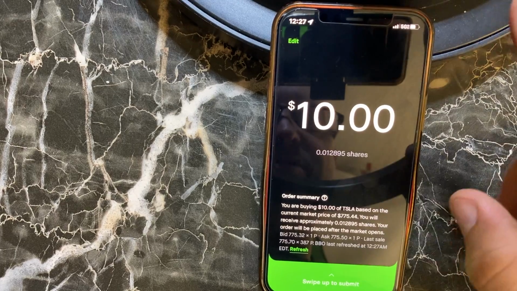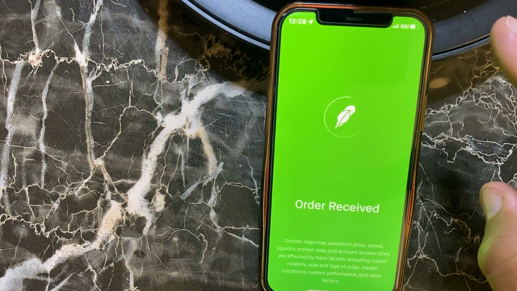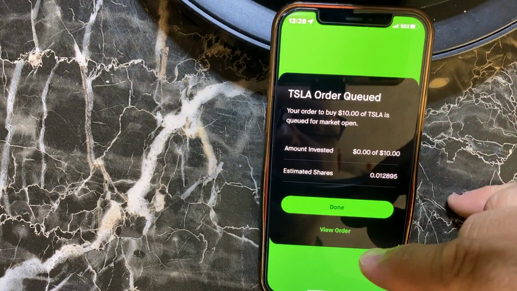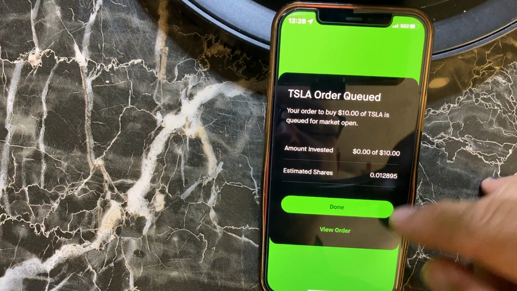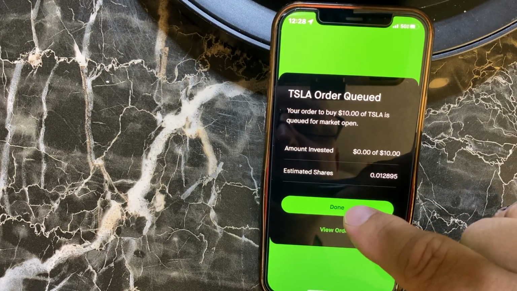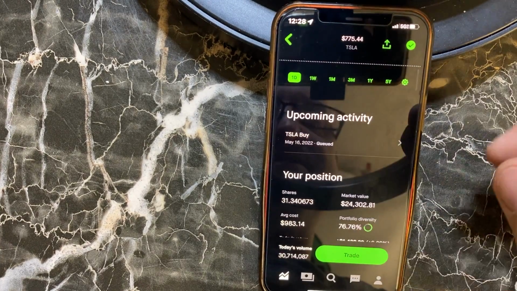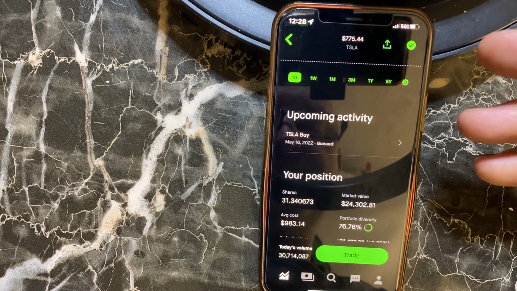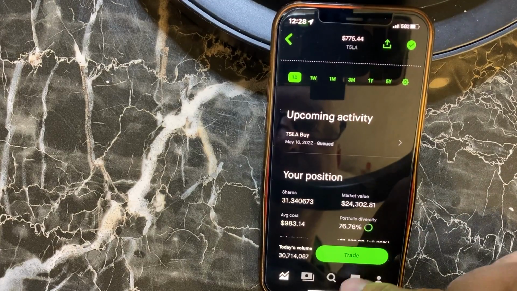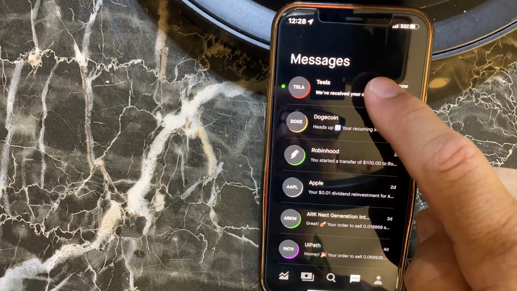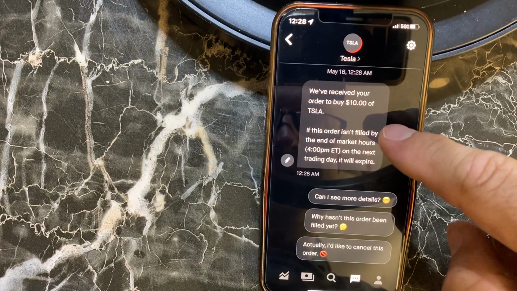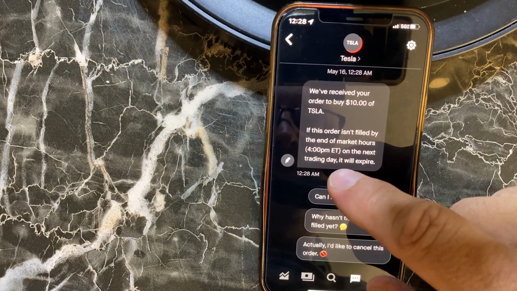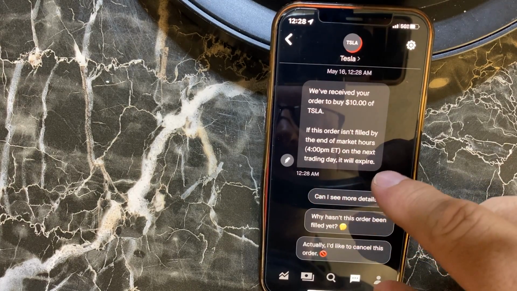So once you swipe up, that basically sends the offer. Whenever the market opens, it'll try to buy $10 at whatever price that is. So then hit done. Basically tomorrow morning, Monday, when the market's open, you'll buy $10 worth, and then it'll send you an email here, and it'll say right there, we received your order to buy $10 worth of Tesla stock. This order will be filled by the end of the market at 4 p.m. on Monday, basically.